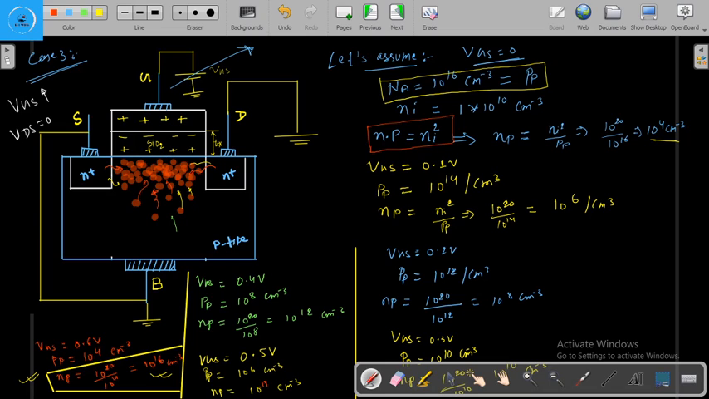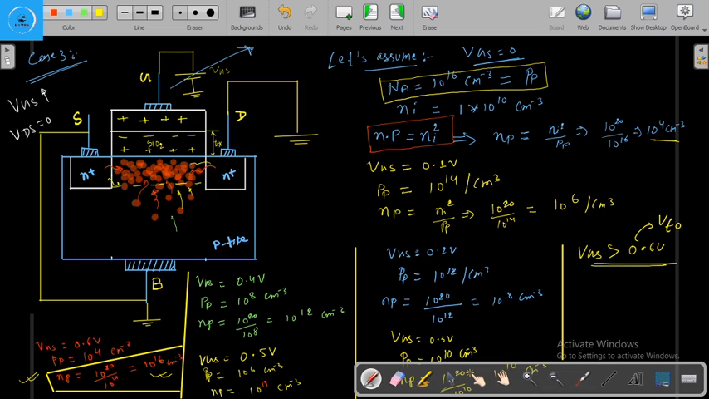And when we apply the voltage at the gate greater than 0.6 volt, then a sufficient amount of free electrons is present here, and we can say the channel is created. The channel is created when the VGS is greater than this 0.6 volt. This voltage 0.6 volt is called the threshold voltage, and we denote it by VT naught.